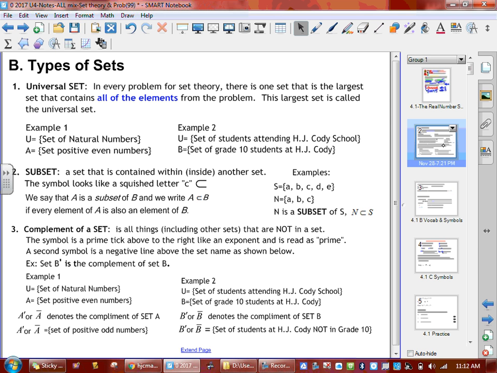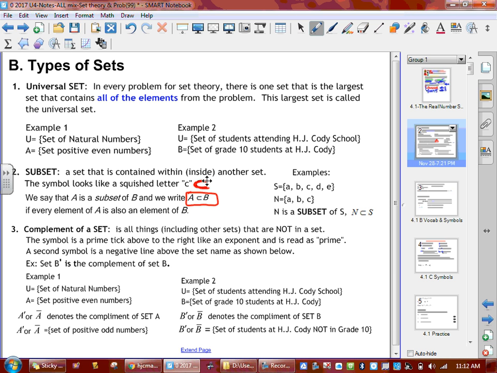Example 2, students attending each day. Here on letter B, grade 10 students are just part of our school, part of our student body. That means B would be a subset of the universal school set. The subset symbol looks like a squished letter C with longer arms. This is the symbol right here, that sideways C. If I wanted to say A is a subset of B, it would be written this way. A is a subset of B.